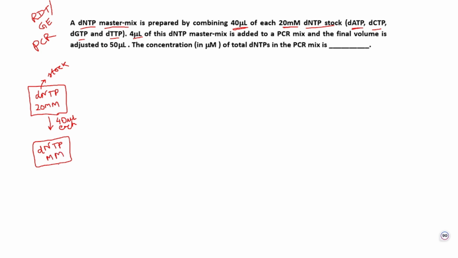Now from this dNTP master mix you take 4 microliter, and you put it in the PCR tube, and you add all the necessary restriction enzymes, forward and reverse primer, your template, everything. So this is what the problem actually is. If we read the question carefully, then the initial volume for you will be the volume that you are adding to this PCR tube, because this is the volume that is going into the PCR.